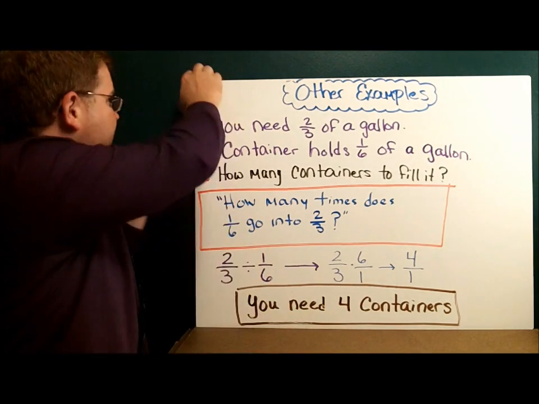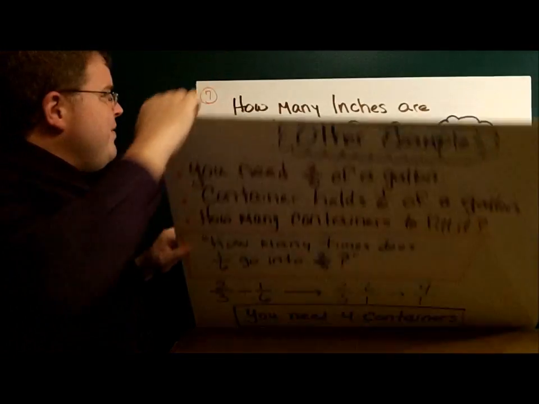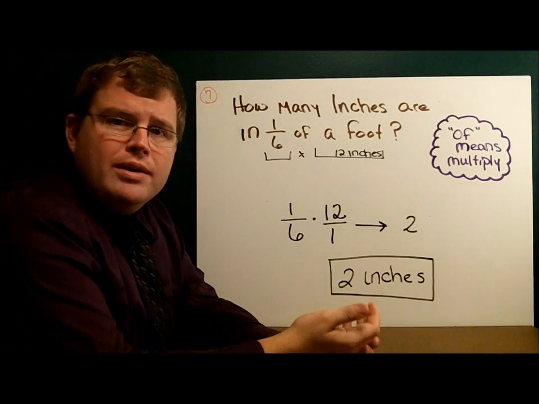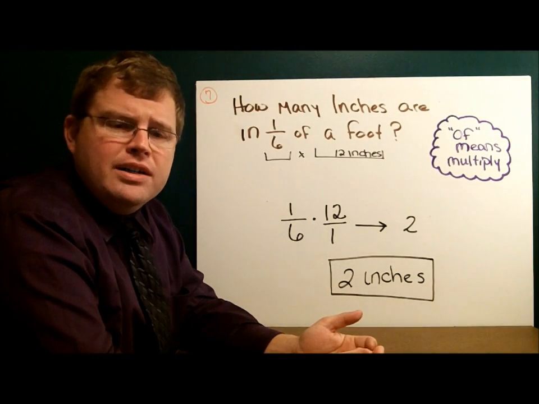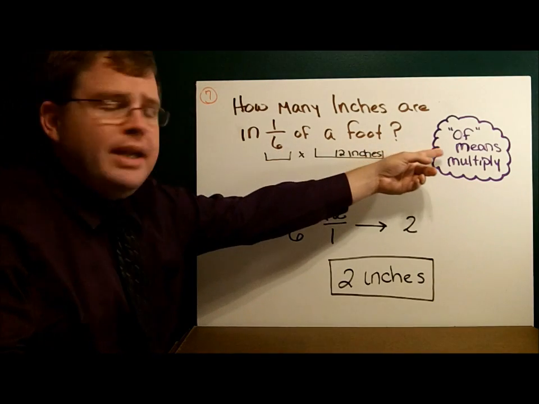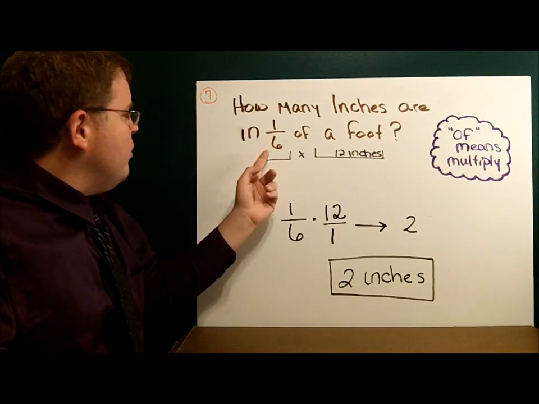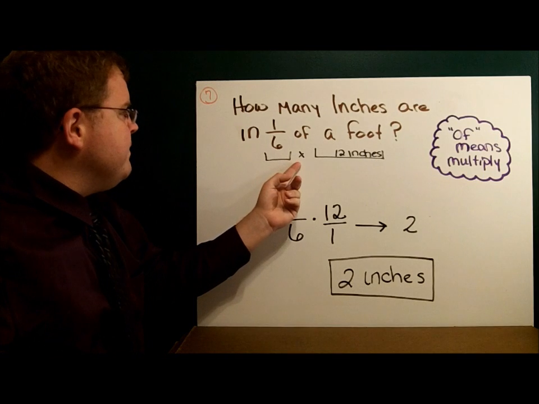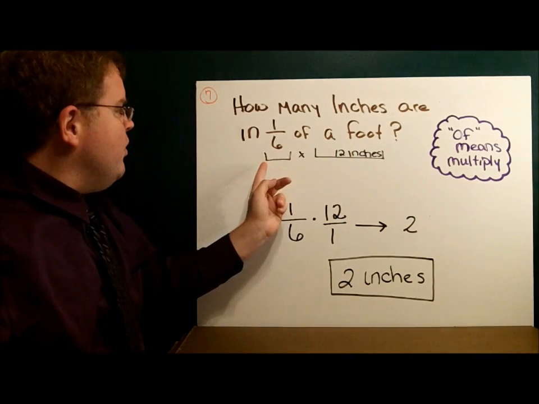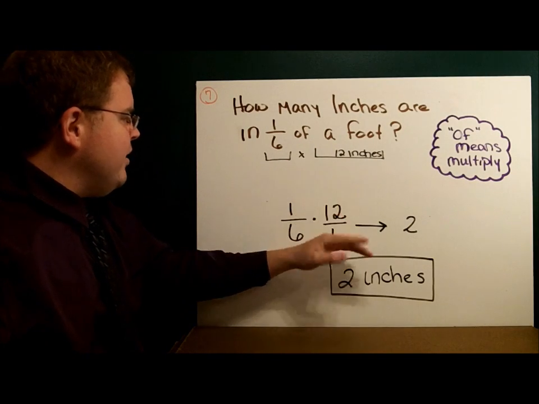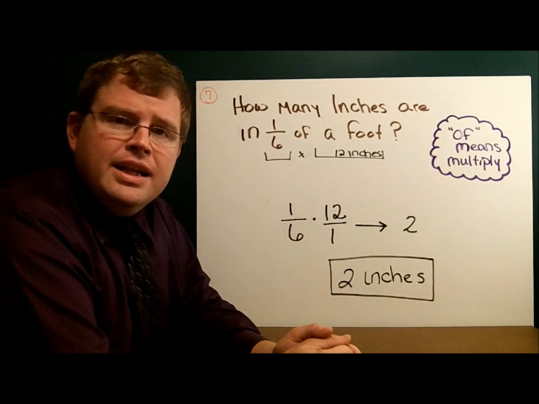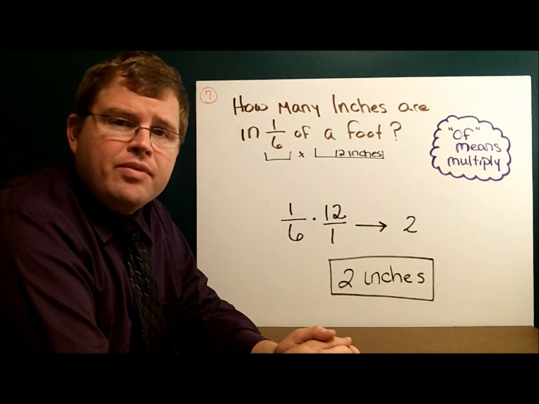Final example we'll take a look at is example 7. It says, how many inches are in 1/6 of a foot? Now, the key word here is of. Of means multiply. So 1/6 of a foot, 12 inches. So 1/6 times 12 inches gives me 2. There are 2 inches in 1/6 of a foot.